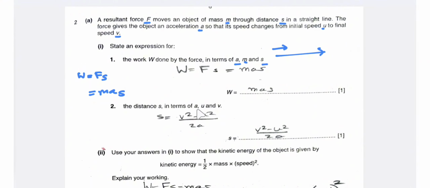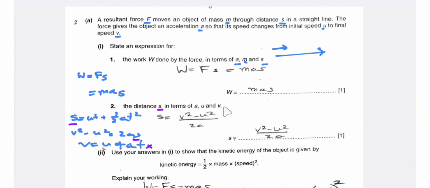Then the distance is in terms of A, U and V. So we know that S is equal to UT plus half AT square. Then V square minus U square is equal to 2AS, and V is equal to U plus AT. Now, which equation do we need to use? We need to express our equation in terms of distance S. So this is not the equation that we need.